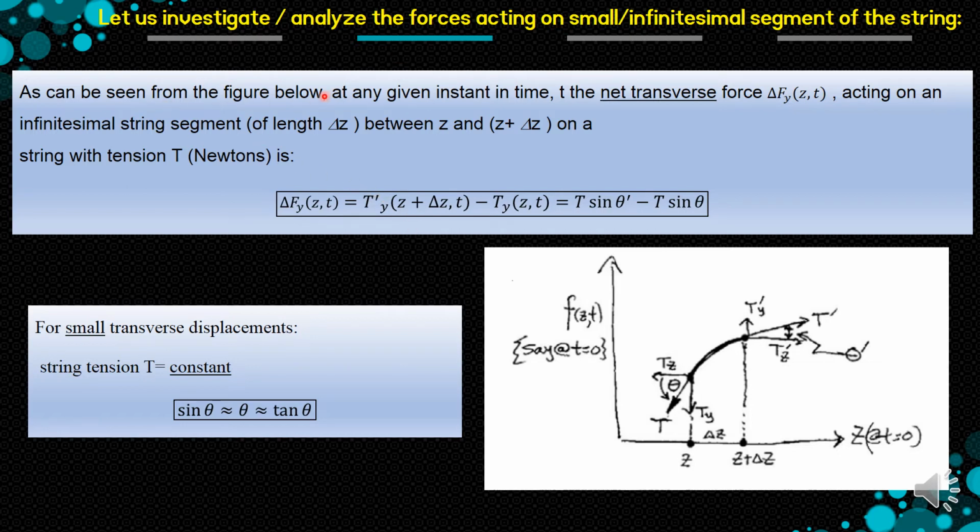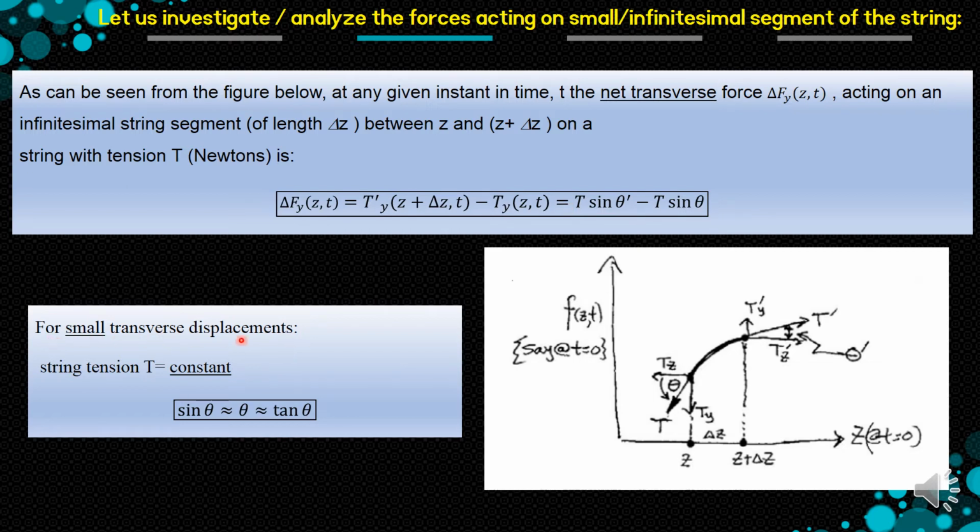As can be seen from the figure below, at any given instant in time t, the net transverse force del f of y of z t acting on an infinitesimal string segment of length del z, between z and z plus del z, on a string with tension T is as follows. We have taken two points, z and z plus del z, which are very close to each other, and we want to find the net transverse force, which is equal to del f of y of z t is equal to T prime of y into z plus del z of t minus T y into z t, which is equal to T sin theta prime minus T sin theta.